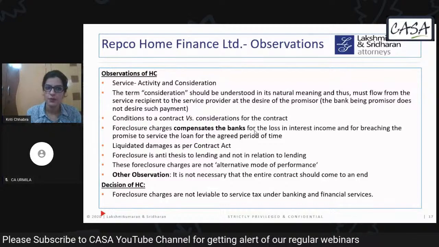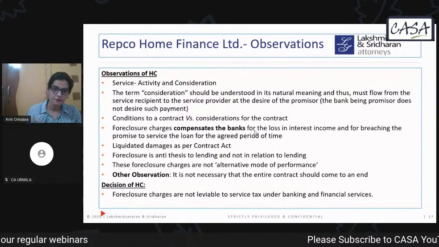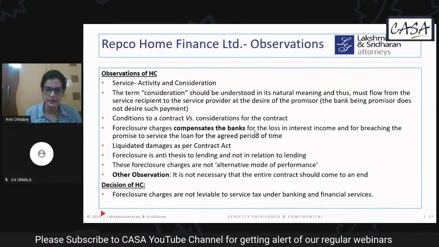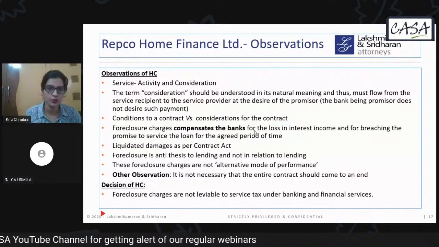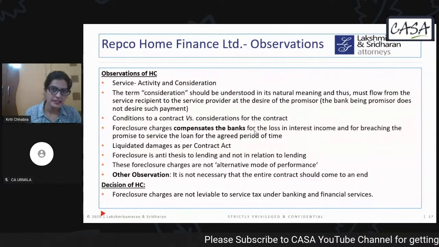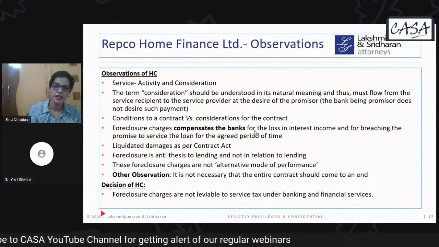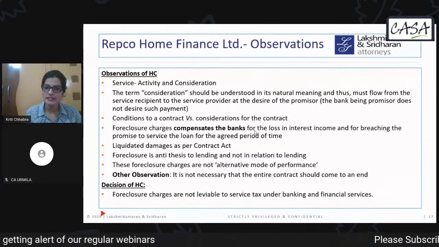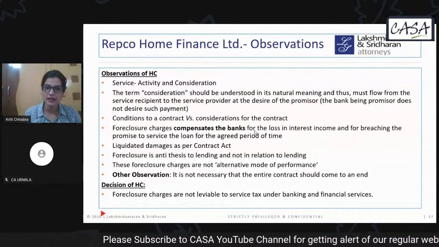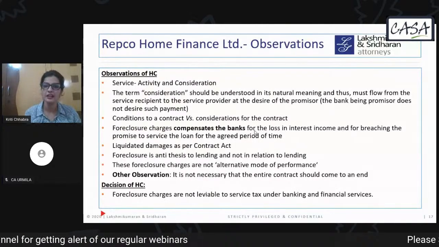Now this CESTAT made certain observations, which are actually very interesting and very relevant to note. Like the first observation the CESTAT made was that for a service to be taxable under the service tax regime, there should be at least two components. One, there should be an activity, and second, there should be a consideration. So they discussed the term consideration at length and in detail. A very nicely articulated judgment, wherein they discussed that since consideration is defined in an inclusive manner under the service tax regime, it should be understood in its natural meaning and thus must flow from the service recipient to the service provider at the desire of the promisor.